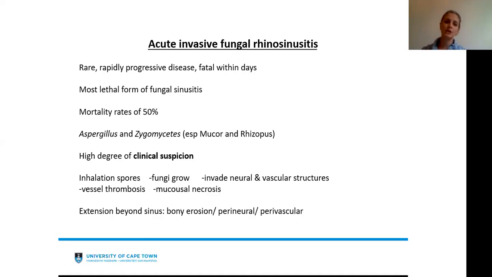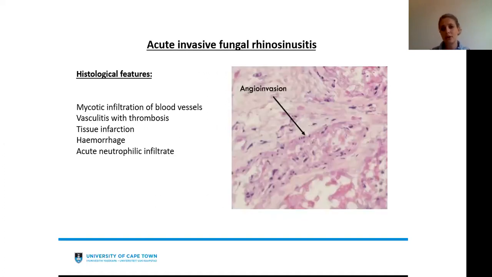Once there's that inhalation of spores, these fungi grow and they then begin with the invasion into the neural and vascular structures. And when they go into the vessels, they have this vessel thrombosis, which results in mucosal necrosis. It can then extend beyond the sinus, and this is done by either bony erosion, perineural, or perivascular invasion. So histological features, just to demonstrate this angioinvasion, you get mycotic infiltration of blood vessels. This creates a vasculitis with thrombosis, resulting in tissue infarction and hemorrhage.